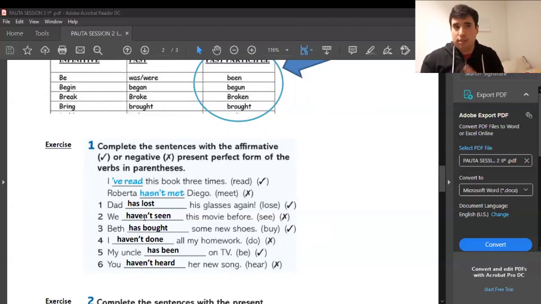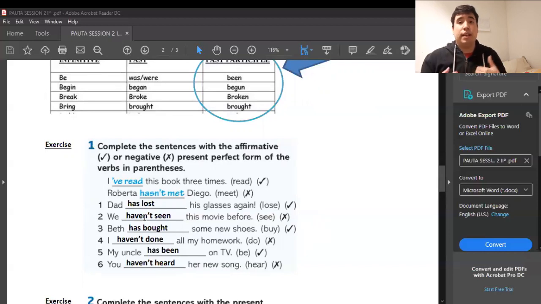Beth has bought. Number 4, I haven't done all my homework. Again, we need to use have or haven't. In this case, we need a negative sentence, so we use haven't. And the past participle form of do is done. I haven't done. Number 5, my uncle has been on TV.